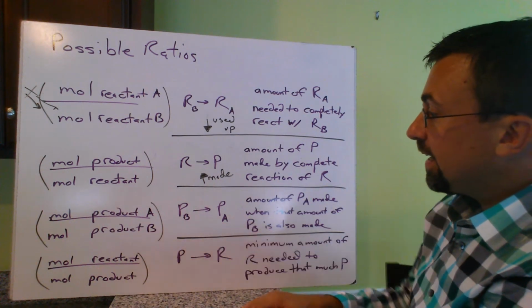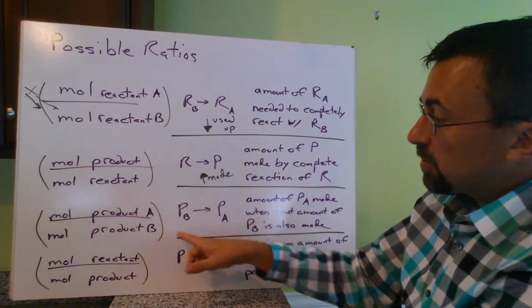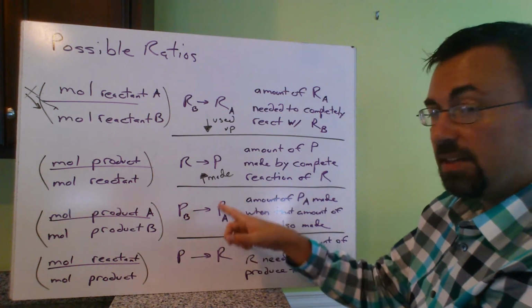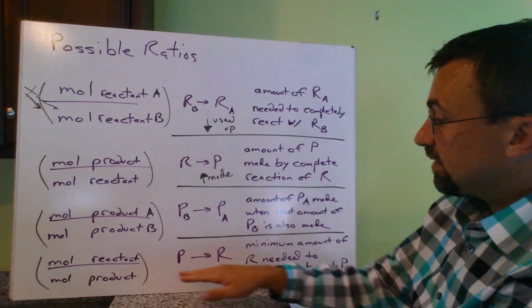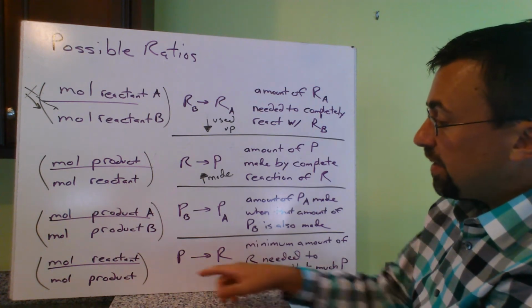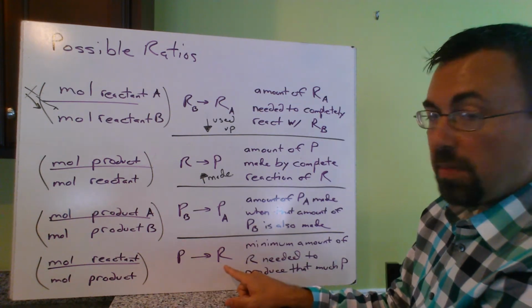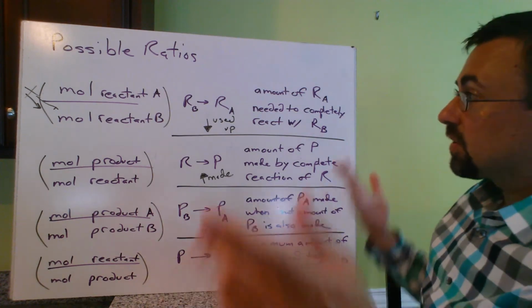Product B to product A, that means if I make this much product B, how much product A do I get with it? And lastly, product to reactant: if I make this much product, what's the minimum amount of reactant I need for that amount? So what does this look like in practice?